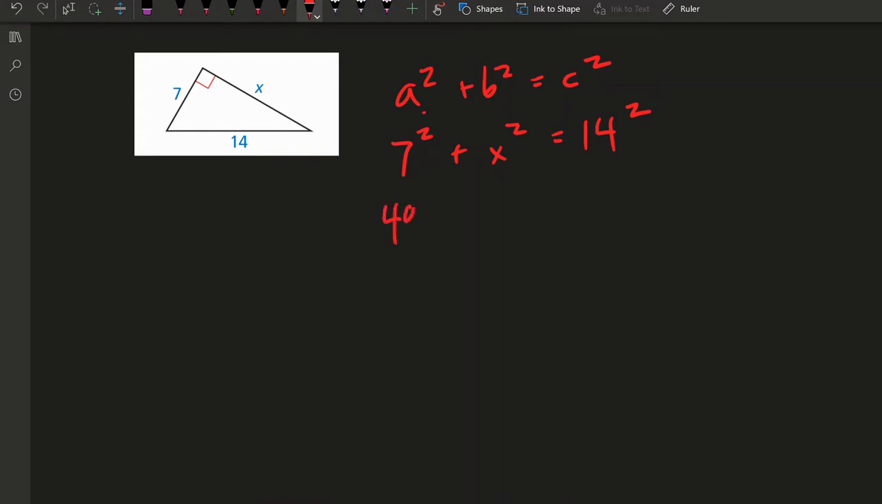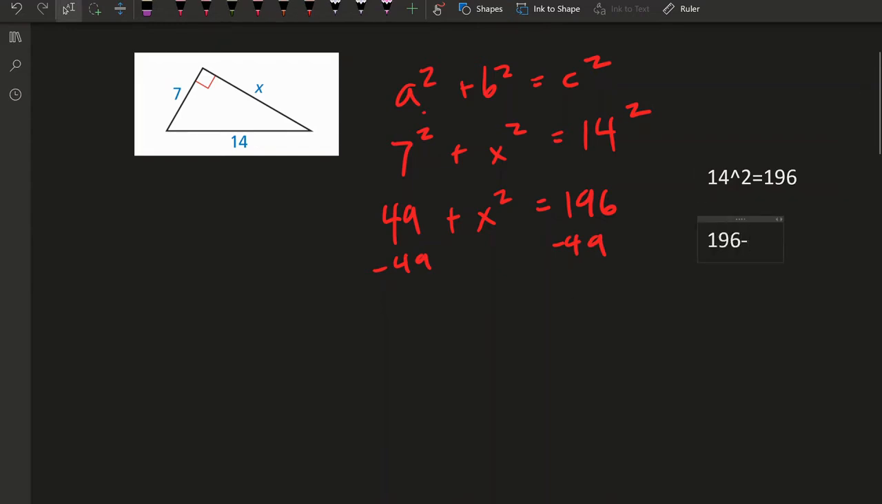Or 49 plus X squared is, do you know your 14s? I'm gonna be honest with you guys, I don't know that one off the top of my head. Calculator, 196. So now I can subtract 49 from both sides. 196 minus 49 is equal to 147. And then I get X squared is equal to 147.